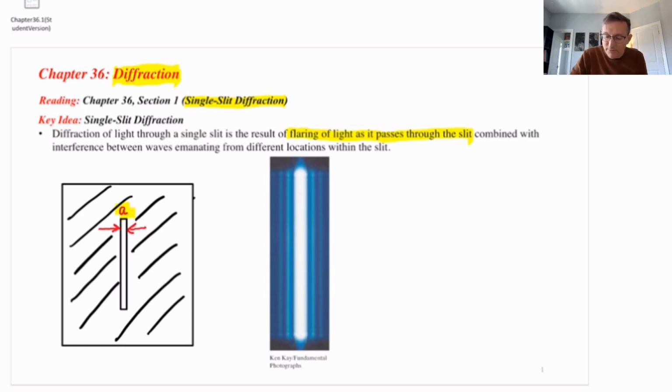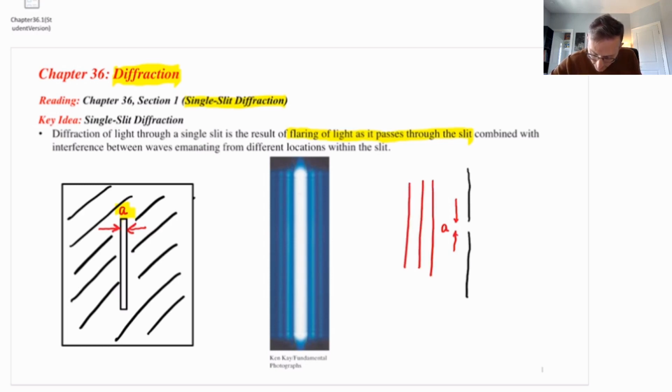A very simple representation of that I'll draw over here with not a front view, but a side view, with the long part of the slit coming out of the screen and the narrow part of the slit visible here, a. And we are sending in planar wave fronts. Those are represented in a side view by a set of parallel lines. And the spacing between those adjacent wavefronts is the wavelength, lambda, of the light.